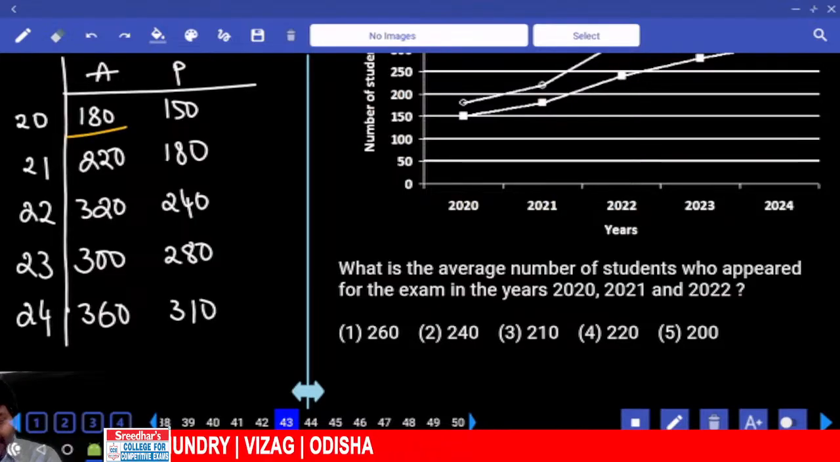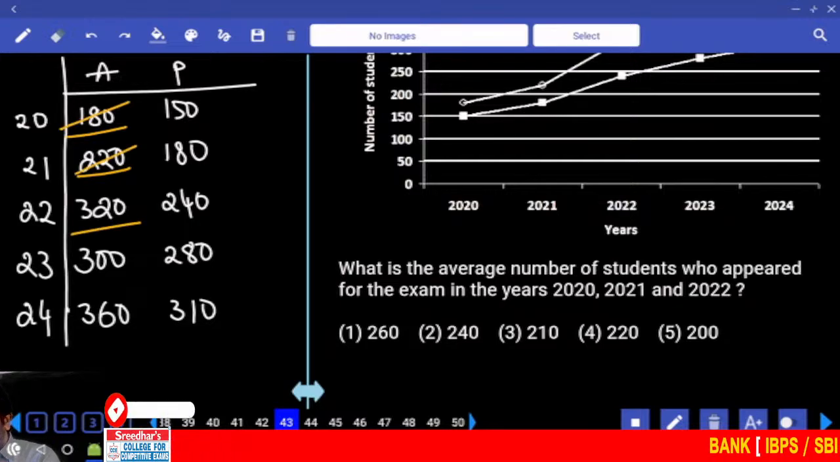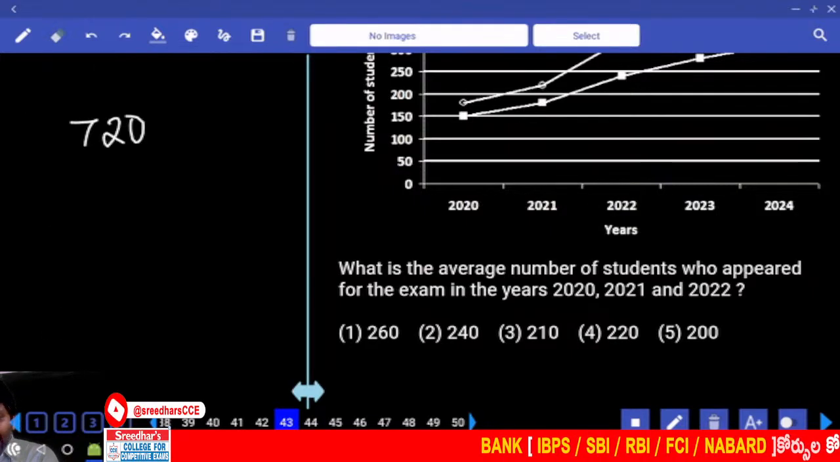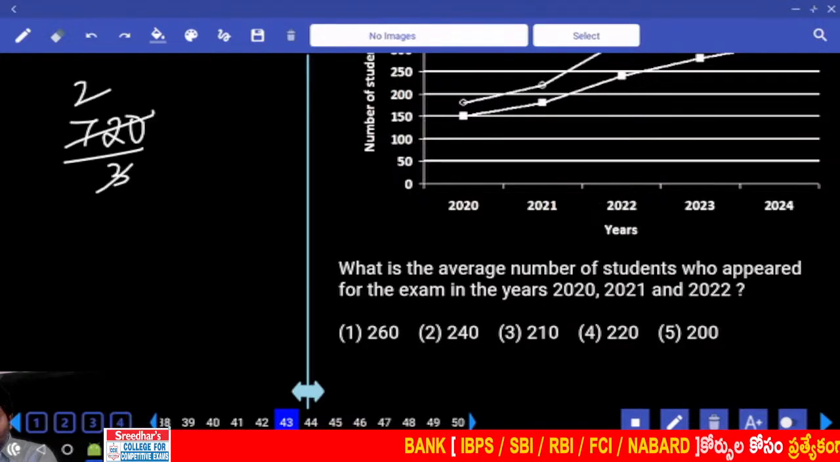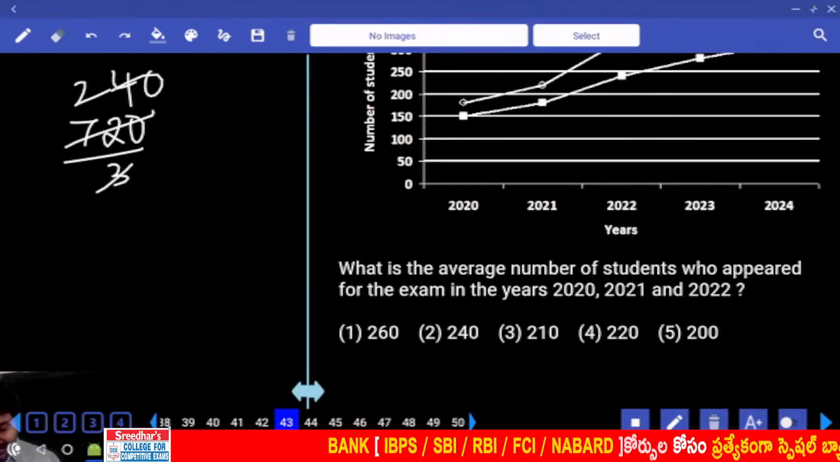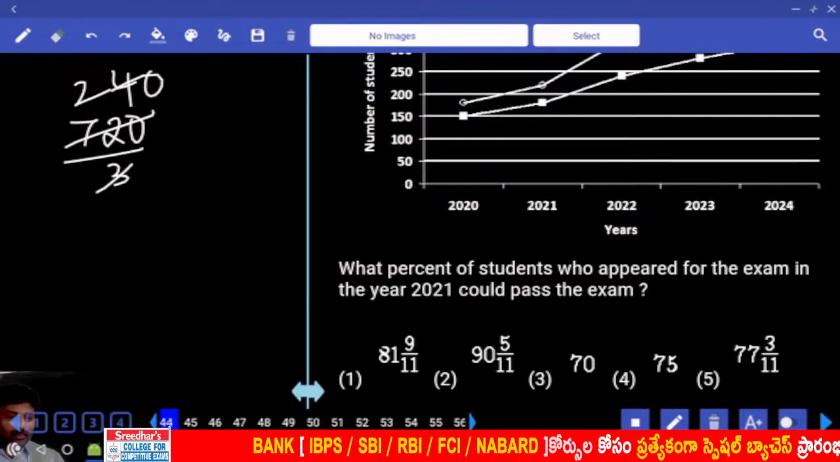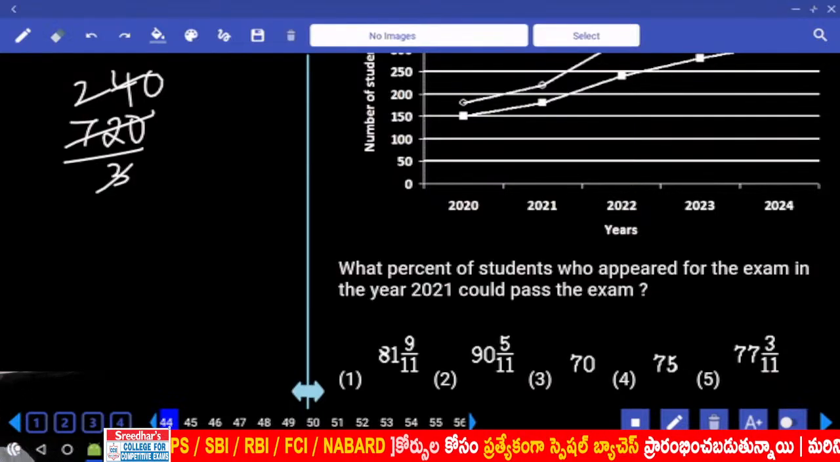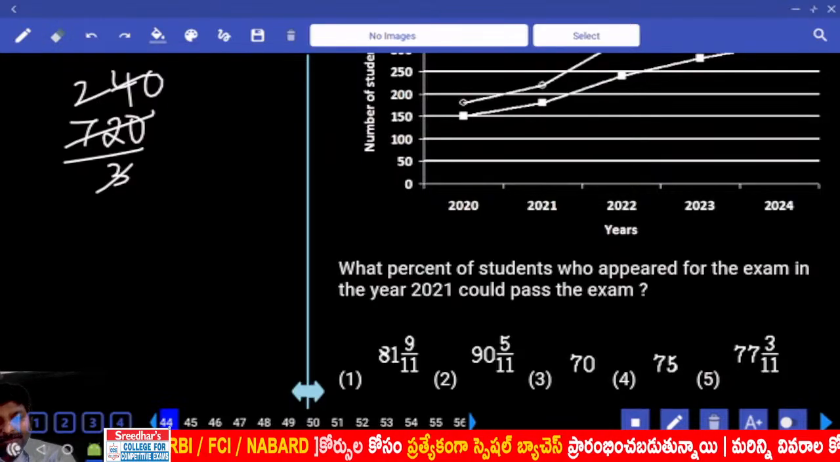2020, 2021, 2022. Correct? 180, 220, 400, 320, divided by 720 by 3, 240. What percent of students who appeared for the exam in 2021 could pass the exam?